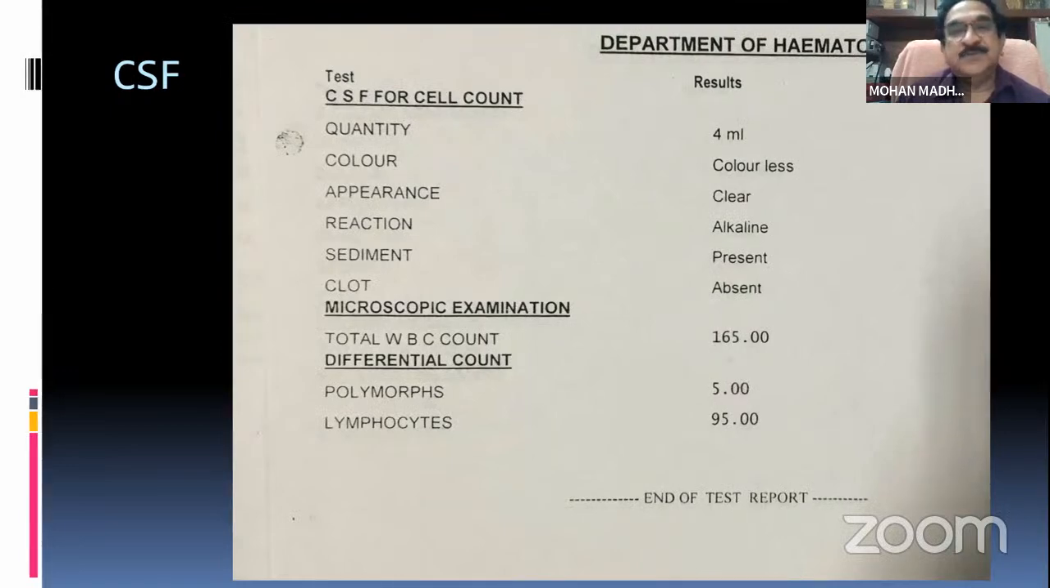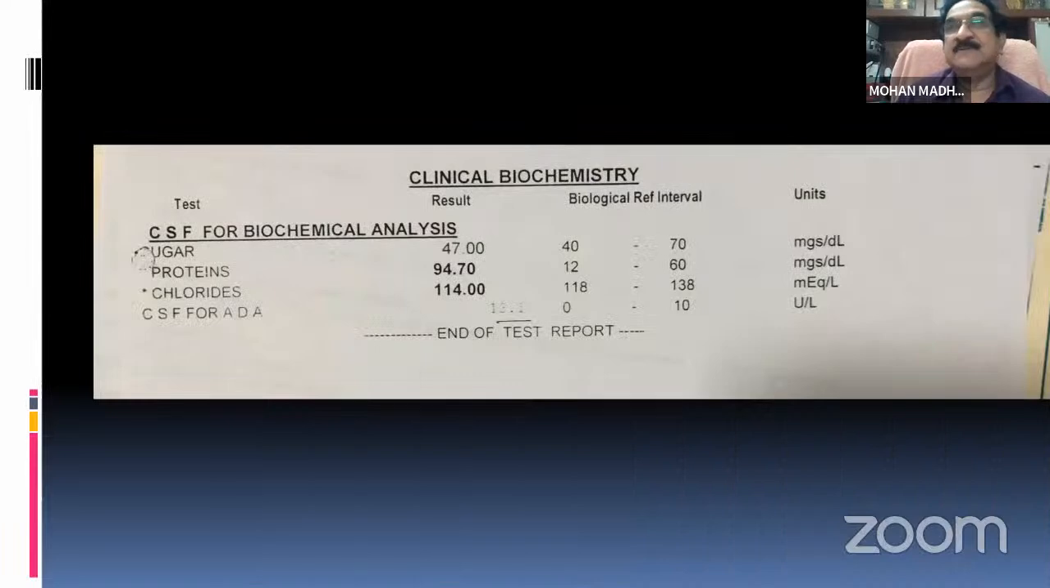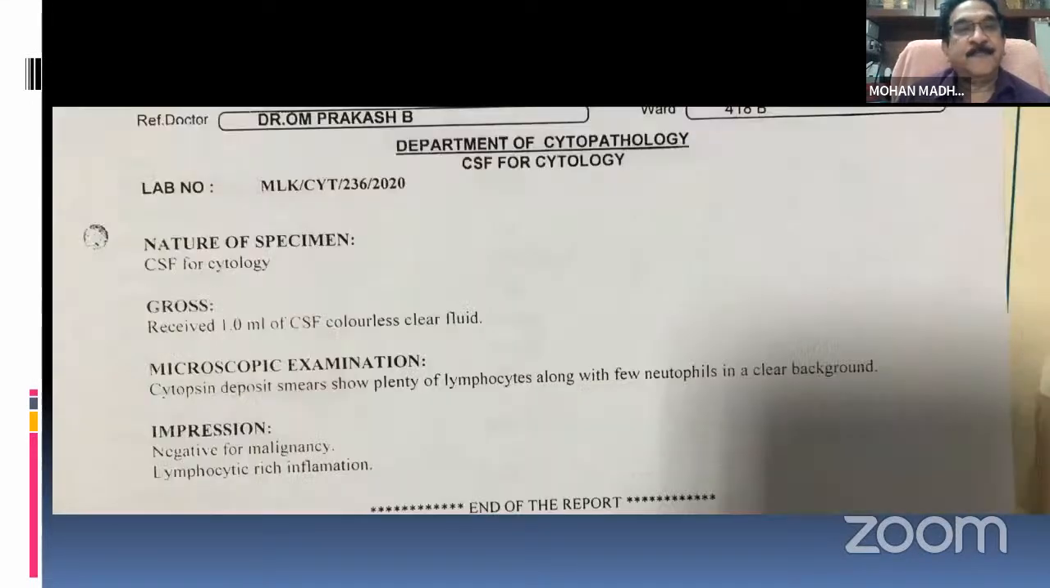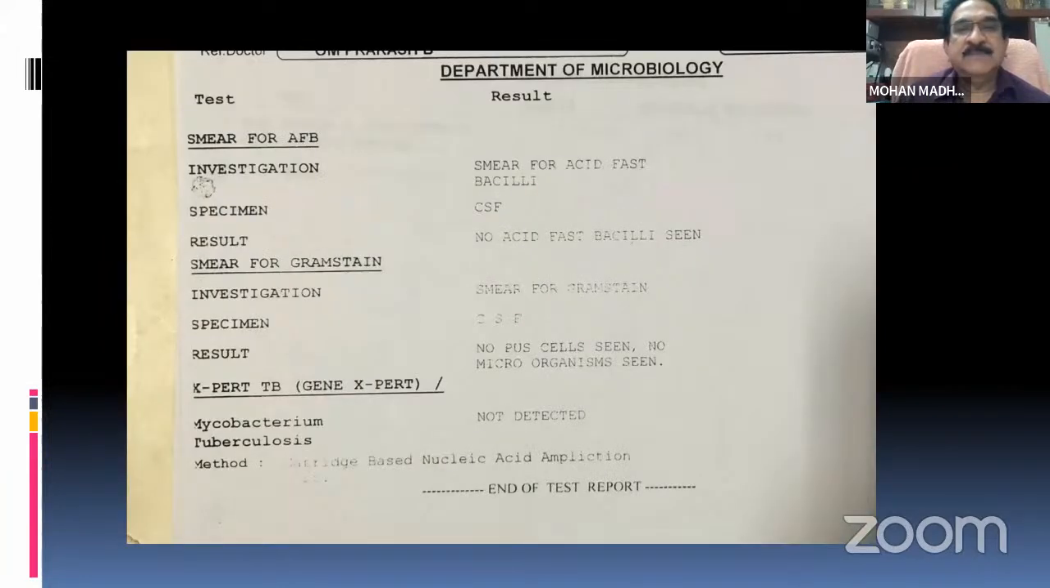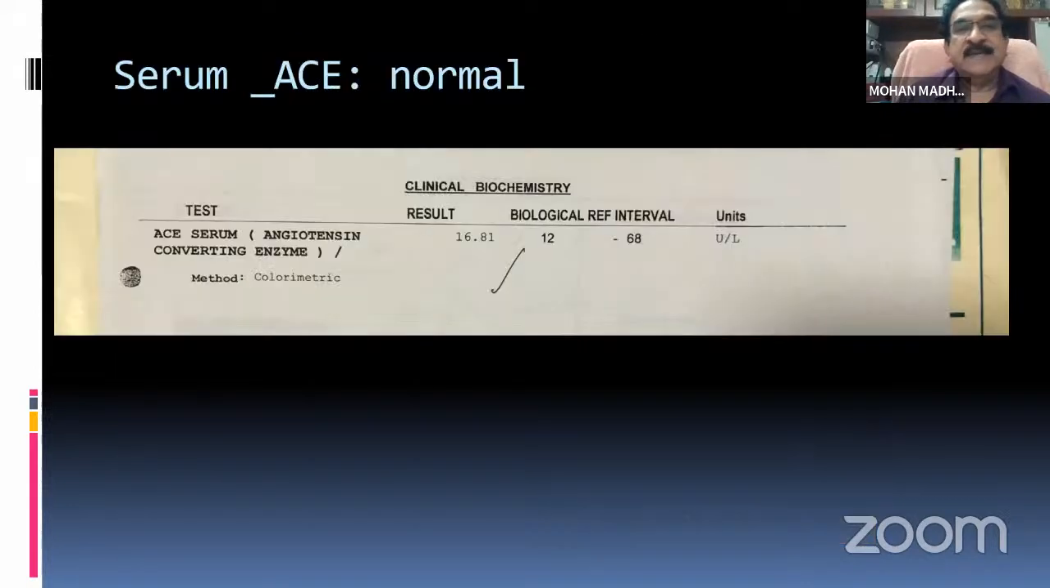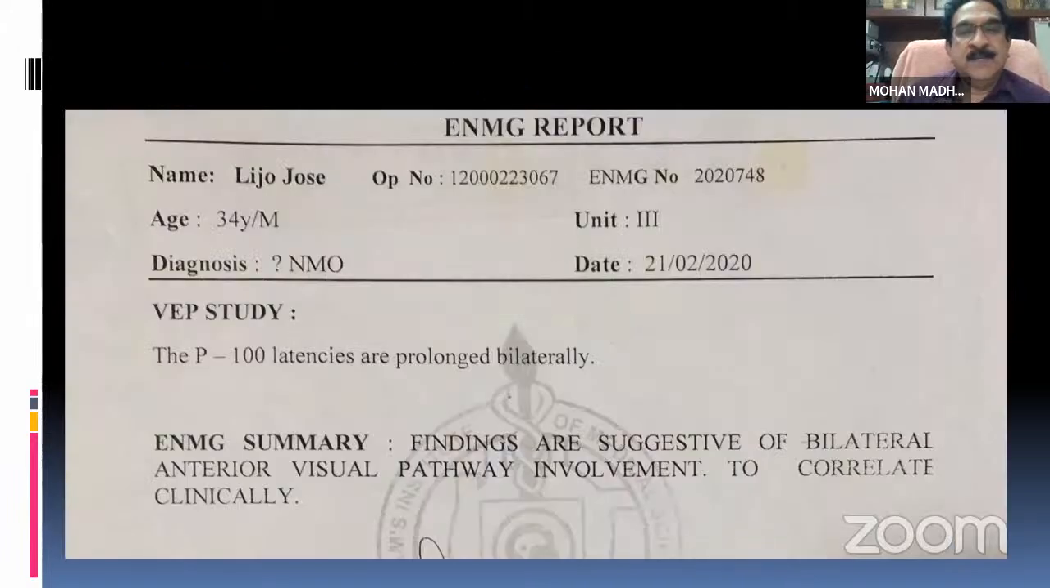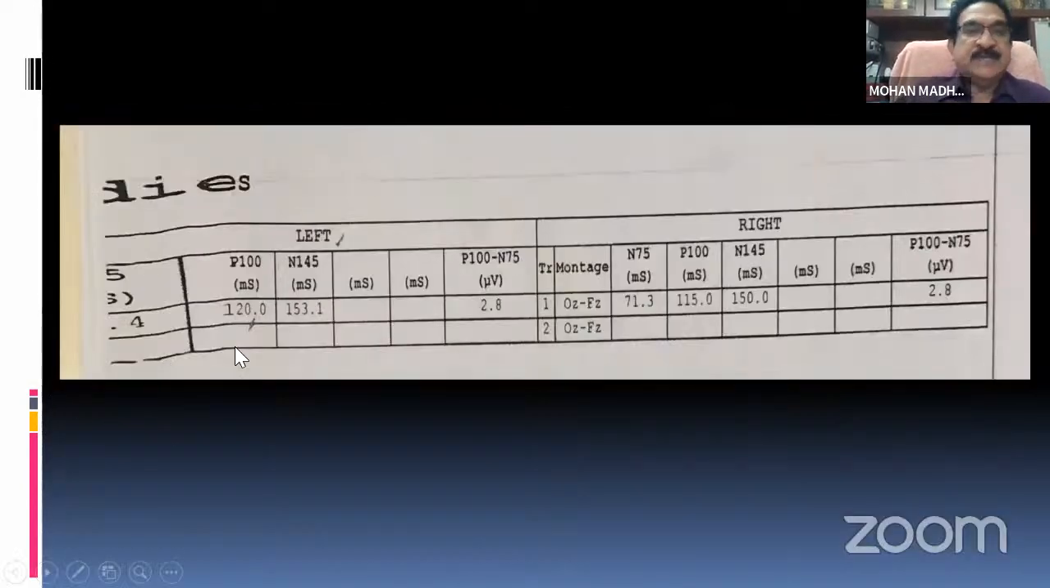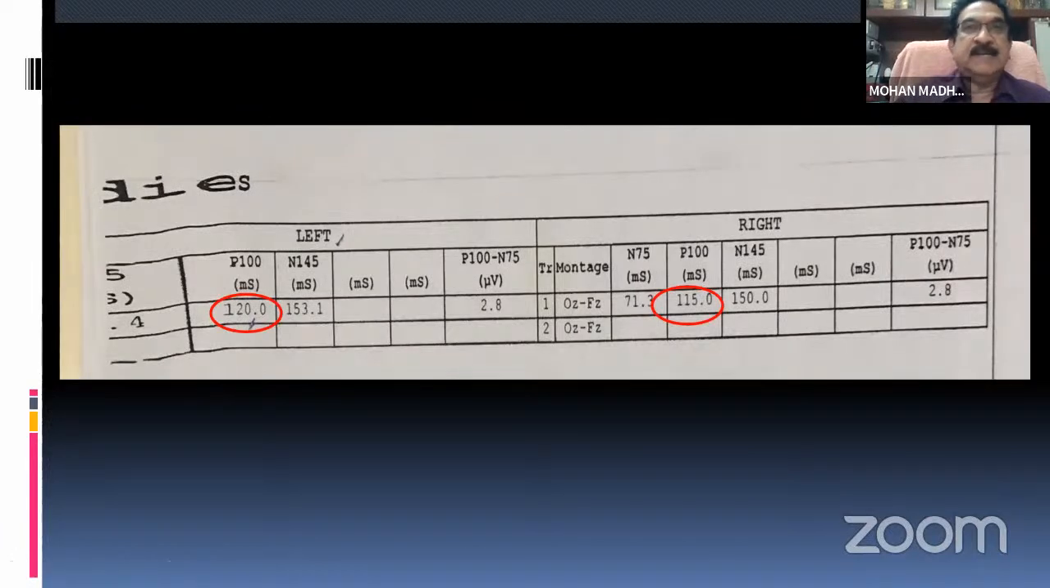Then they did a CSF which showed an elevated WBC count of 165 cells, 95% lymphocytes. Protein was also elevated, 94. Cytology for abnormal cells was absent. ADA reports mildly elevated, not very significantly. Acid fast bacilli was negative. ACE was normal. VEP findings suggestive of bilateral anterior visual pathway involvement, correlate clinically. One value is 120, the other is 115. Mild prolongation.